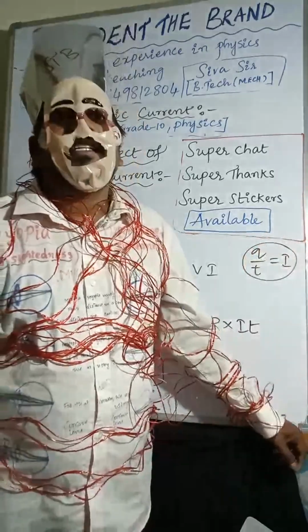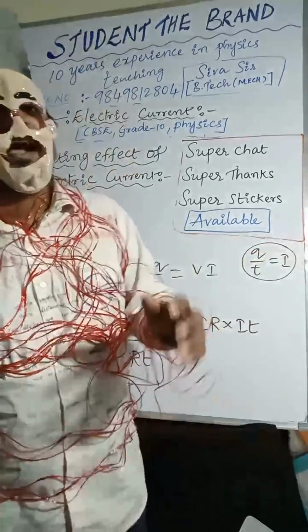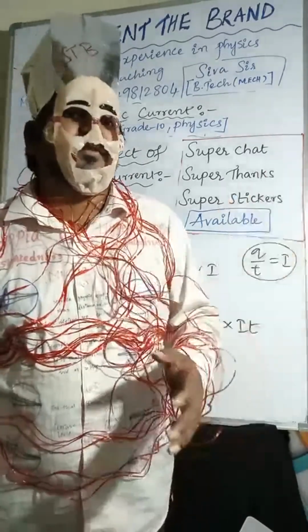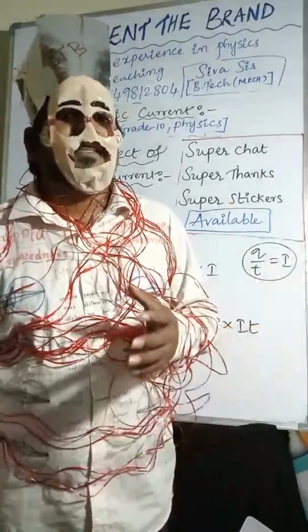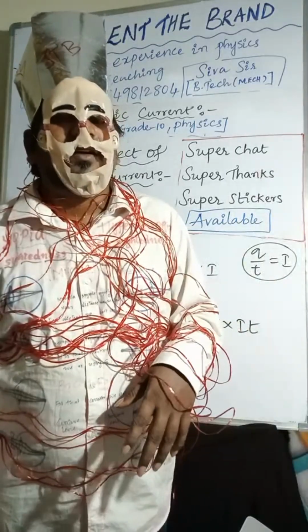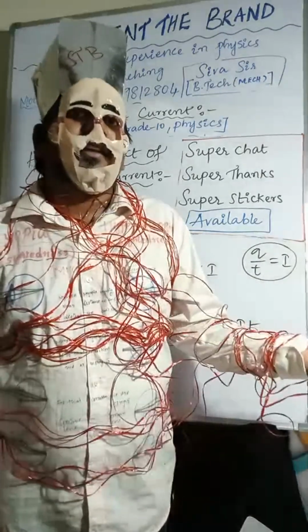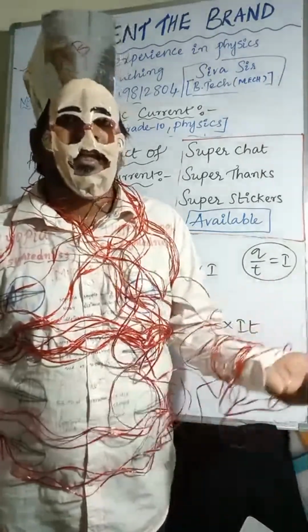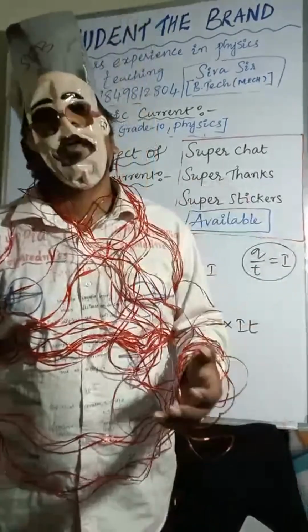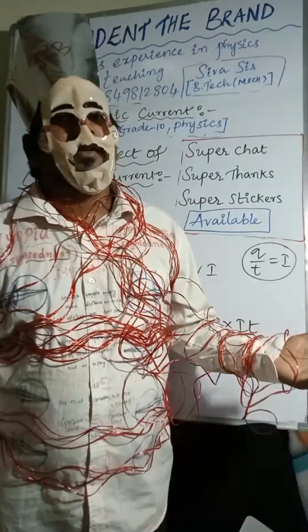Overloading: too many high voltage appliances on at a time means a heavy amount of current will be drawn from the mains. So it may lead to a short circuit. Okay, so that is about overloading, right?